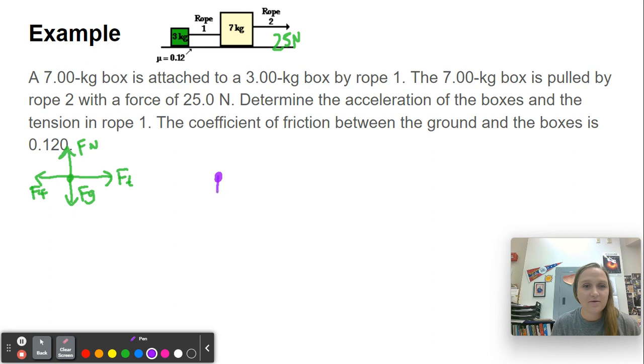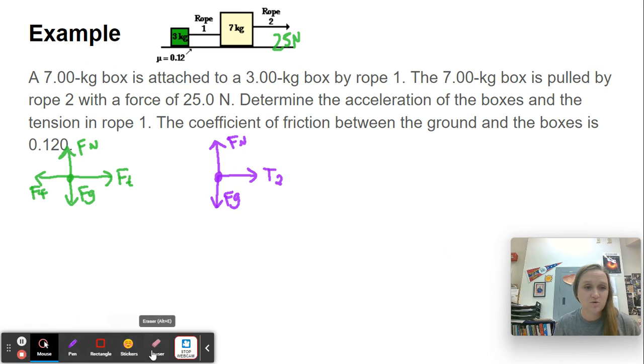So we've got force gravity. It technically should be bigger if I were drawing it to scale, but I'm trying to save some space. Force normal. We've got a tension. I'm going to call this tension 2, and I'm actually going to go back and call the other one tension 1, just because I do have 2 tensions going on here because we have 2 ropes.